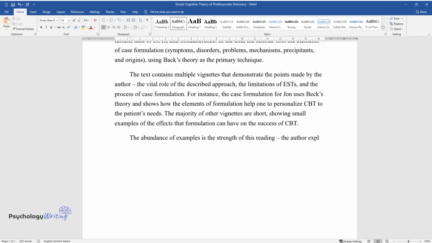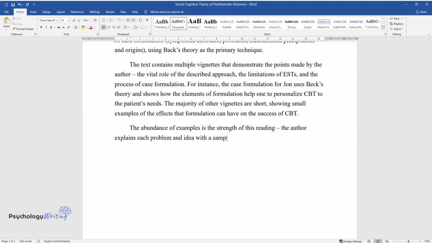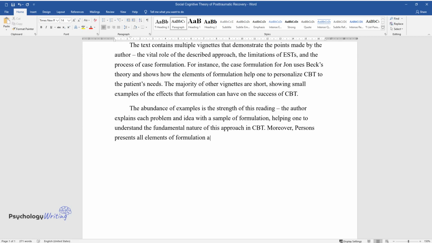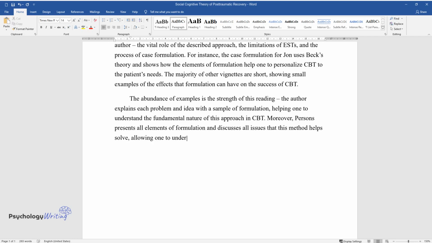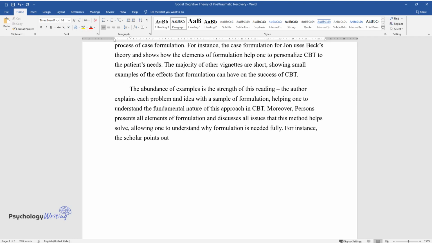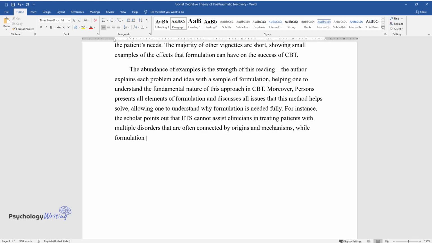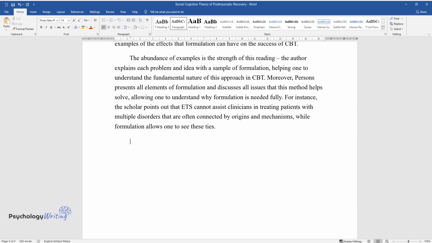The author explains each problem and idea with a sample of formulation, helping one to understand the fundamental nature of this approach in CBT. Moreover, Persons presents all elements of formulation and discusses all issues that this method helps solve, allowing one to understand why formulation is needed fully. For instance, the scholar points out that ESTs cannot assist clinicians in treating patients with multiple disorders that are often connected by origins and mechanisms, while formulation allows one to see these ties.